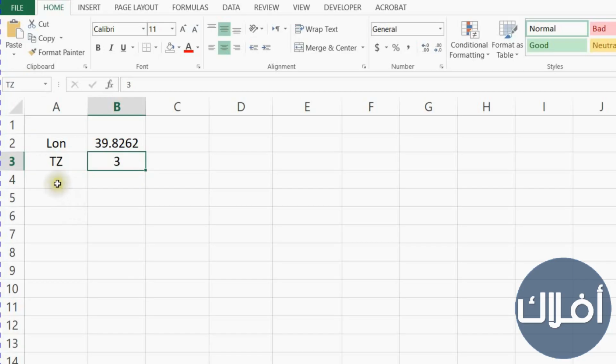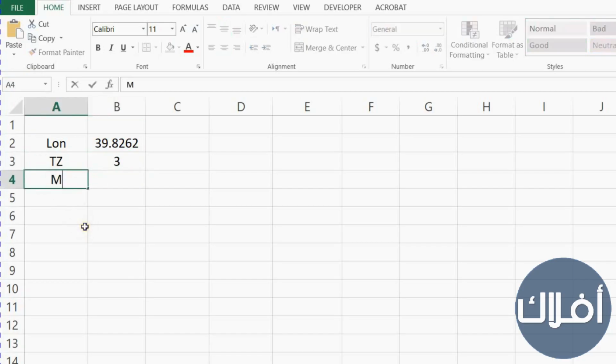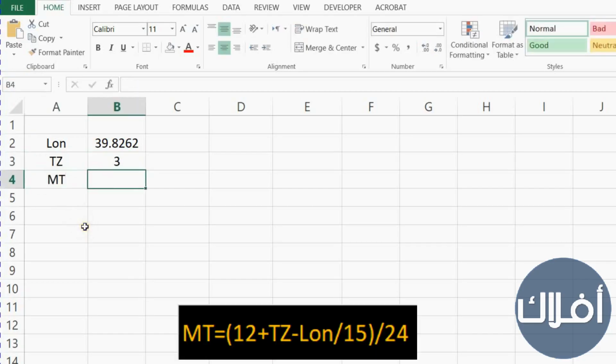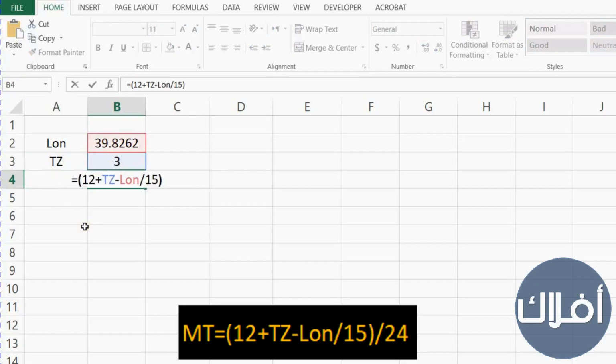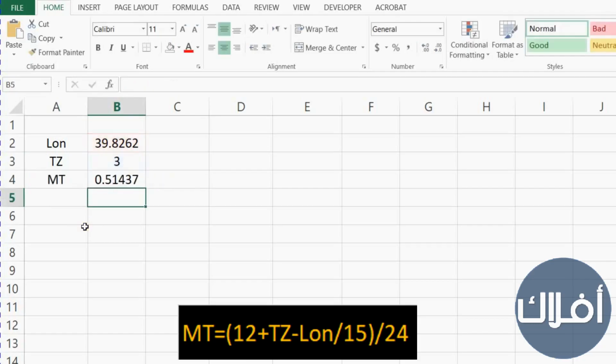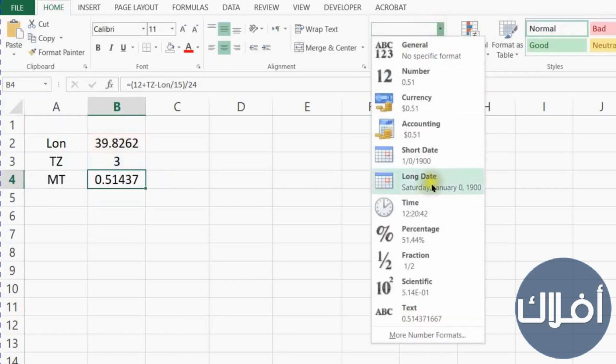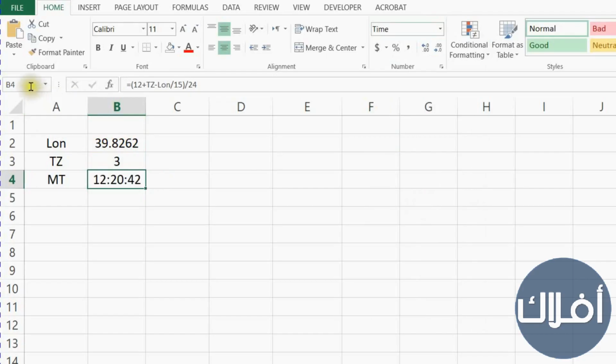Next is MT or mean time, Dhuhur mean time through the year. And this is equal to 12 plus TZ minus LON over 15, all divided by 24. And we'll use time format. And this will be Dhuhur mean time, and we'll call it MT.